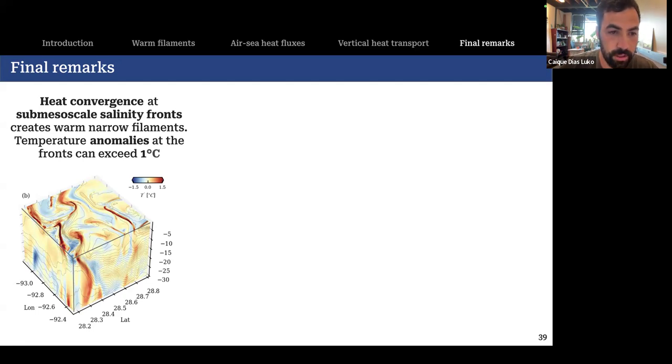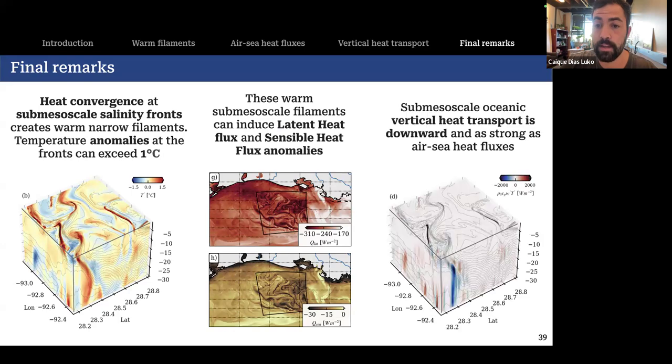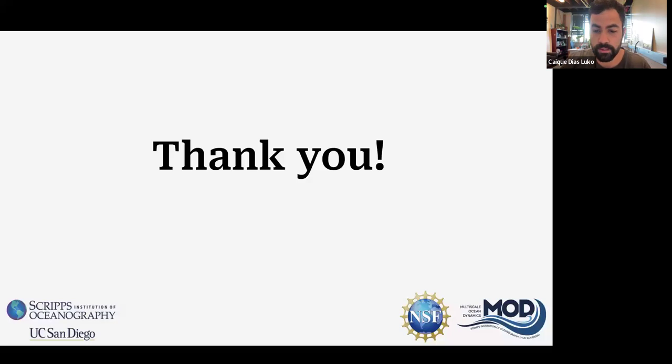They form these temperature anomalies that can exceed 1 degree Celsius. These SST anomalies are going to cause RC heat flux submesoscale anomalies. And these anomalies are happening in a place where we wouldn't expect RC heat flux anomalies, which are salinity fronts. And lastly, these filaments also support downward vertical heat transport, which is the opposite of what's observed on temperature fronts. And with that, I'd like to thank you guys and open up for questions.